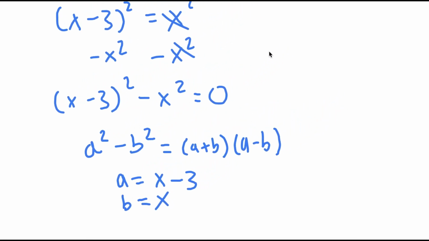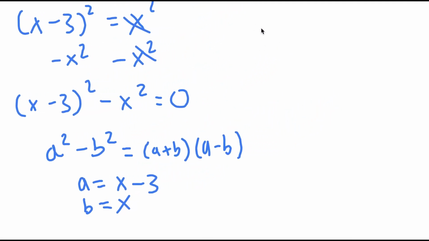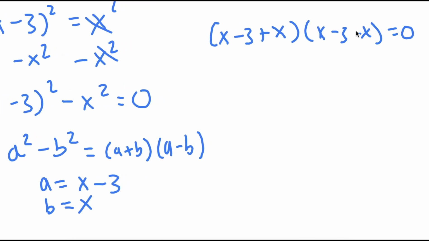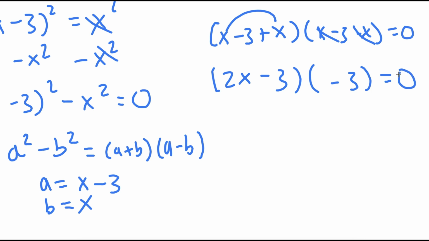So I have x minus 3 plus x times x minus 3 minus x. And this is equal to 0. So all we have to do is simplify this. So for x minus 3 plus x, I'm going to add these two x's. So now I have 2x, and then I have minus 3 at the end, times, for x minus 3 minus x, cancel out the x and negative x. So now I'm left with negative 3 is equal to 0.